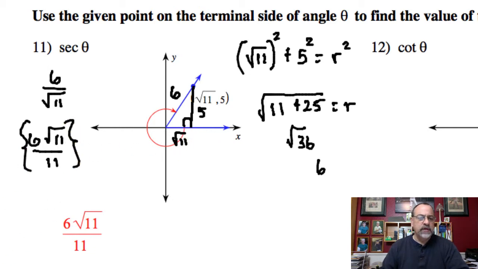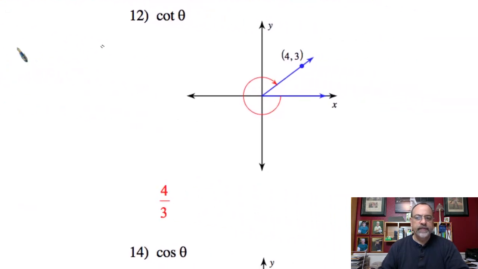All right. Let's do this cotangent one over here. So I'm given the value 4, 3. Again, I draw my reference triangle. This is 4, this is 3. In order to use the cotangent, that's just the reciprocal of the tangent. The tangent is y over x, 3 over 4. So the cotangent would be the reciprocal of that, x over y, 4 over 3.